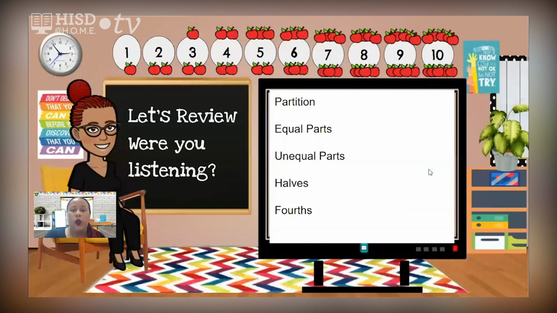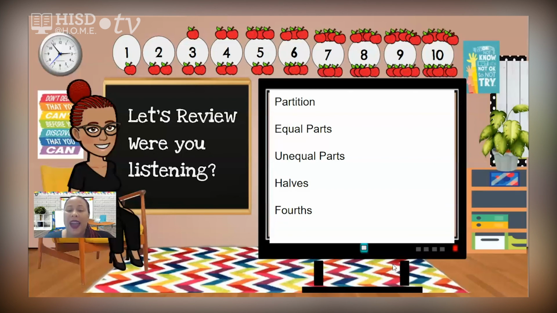Now let's review what we learned today. Let's see if you were listening. In today's lesson, we talked about partition. What's the word? Partition. We said to partition means to cut, separate, or divide something. We also talked about equal parts. Equal parts means it is a fair share. It is the same. We talked about unequal parts. Unequal parts means it is not the same.